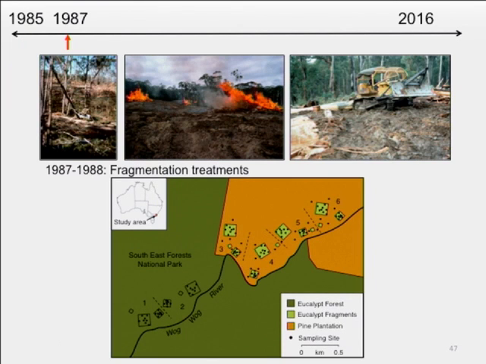And then in 1987, the clear cutting began, so those eucalypt trees were harvested, and the remaining slash was burned. There's some pictures. And this clearing happened around 4 of those 6 blocks. And 2 of those blocks are located within a national park, and they serve as reference control blocks.